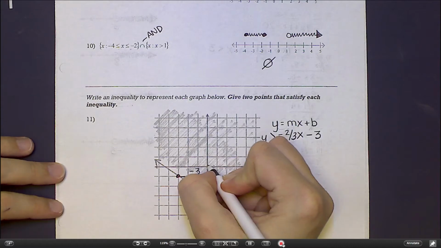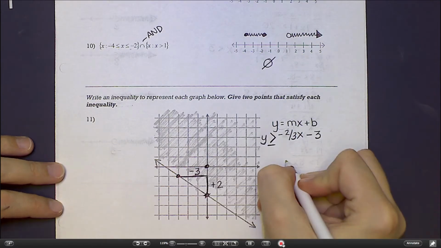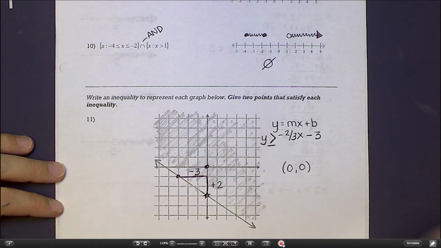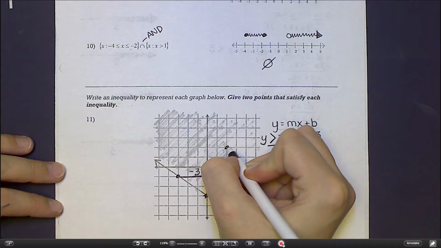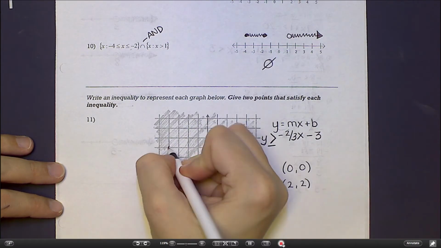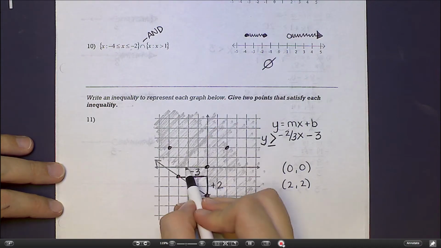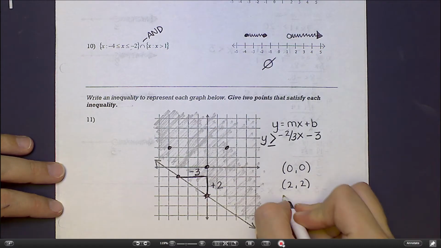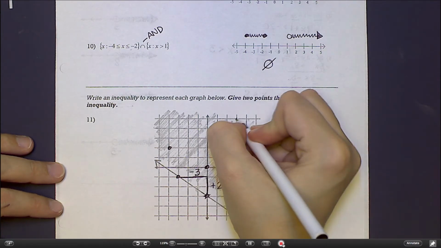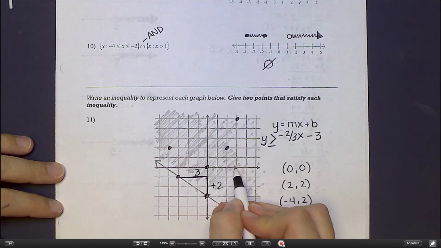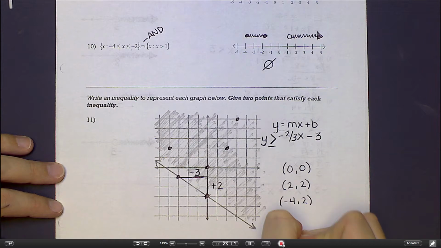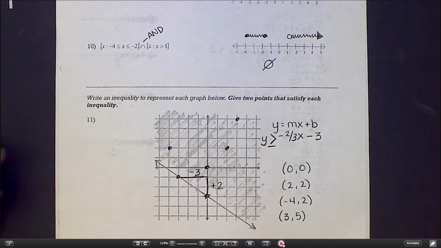You know my favorite is 0, 0, since that's shaded, I can use it. And I can pick anything else I want. So, I don't know, this one here is 2, 2. That would work. Okay, I could pick one over here. And this would be -4, 2. If you really wanted to, you could pick one way up here. And this would be 3, 5. Okay, so anything you want that's in that shaded area would work.